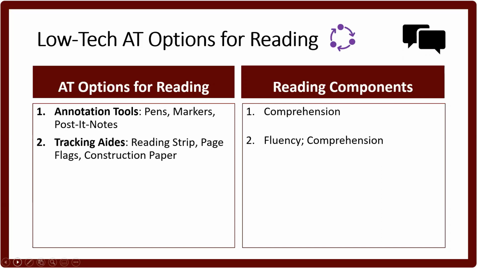Then you have your tracking aids, and that is going to be your reading strips. And reading strips can be as simple as a sentence strip. A sentence strip can be something in K through 12 where you would write sentences on. So I guess what I want to say is a tracking aid can be anything. It can be a page flag, which is like your Post-it note sticky, or it can be a piece of construction paper that's folded long ways so that they can track. And that helps with fluency and comprehension.